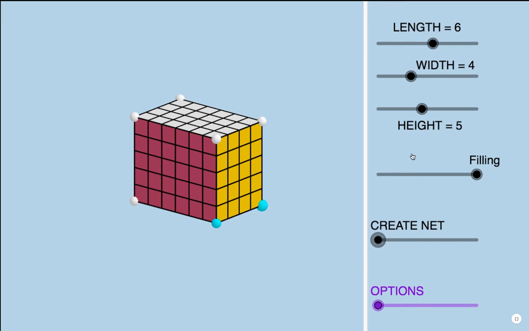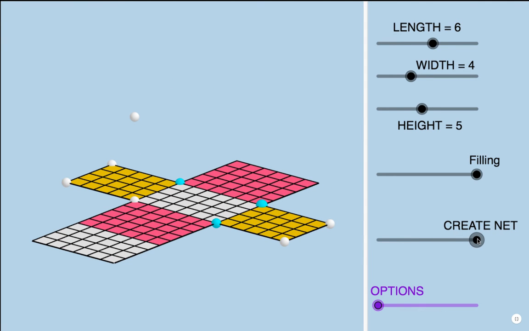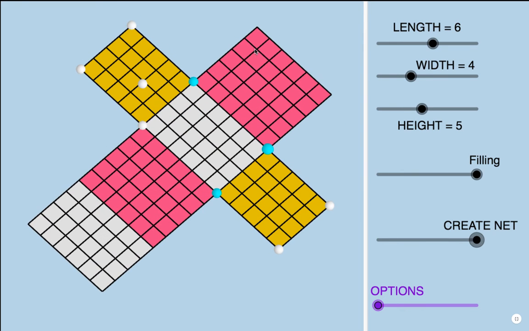Now this solid, it's got length 6, 1, 2, 3, 4, 5, 6. It's got width 4, 1, 2, 3, 4, and a height of 5. If we recreate or pull that solid apart, what we get is this net. And this is a nice simple net, and that is the exact surface area. So we've got the area of this plus this, the area of these 2 sides, and the area of these 2 sides. And we can go through those options again.